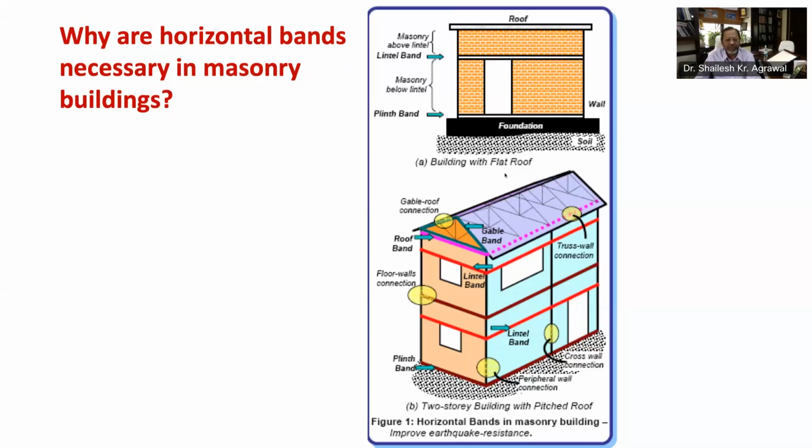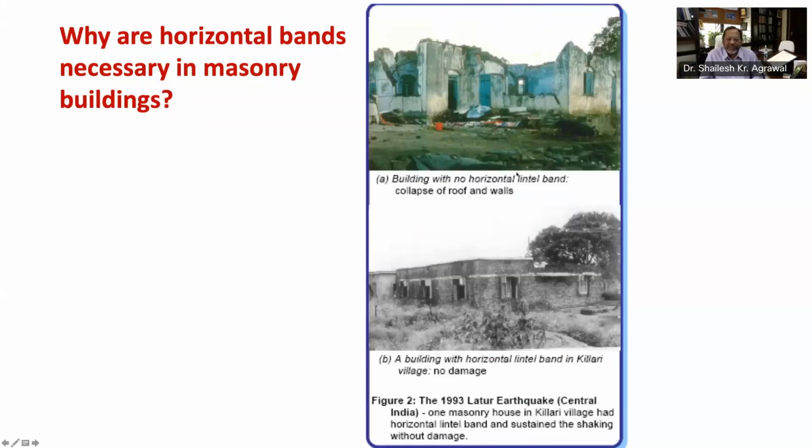As I told you, the lintel band is the most important of all ties, as it ties the walls together and creates a support for walls loaded along weak direction from walls loaded in strong direction. This band also reduces the unsupported height of the wall and thereby improves their stability in weak direction.